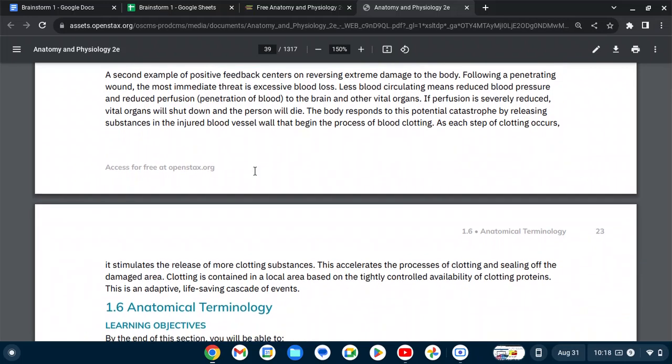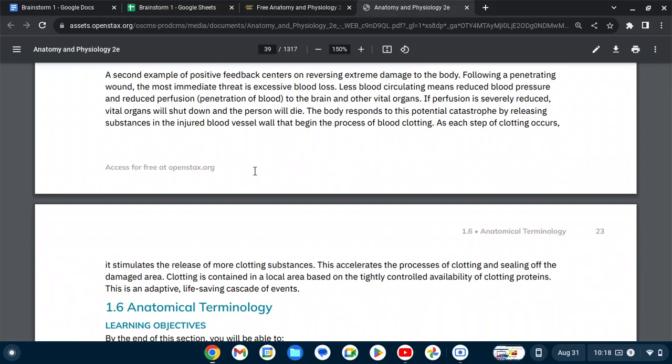A second example of positive feedback centers on reversing extreme blood damage to the body. Following a penetrating wound, the most immediate threat is excessive blood loss. Less blood circulating means reduced blood pressure and reduced perfusion to the brain and other vital organs. If perfusion is severely reduced, vital organs will shut down and the person will die.